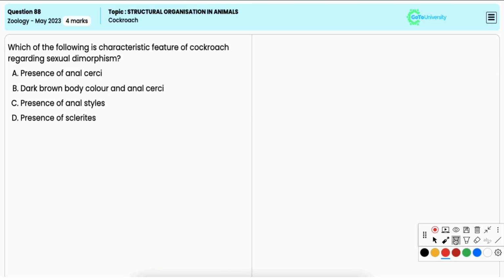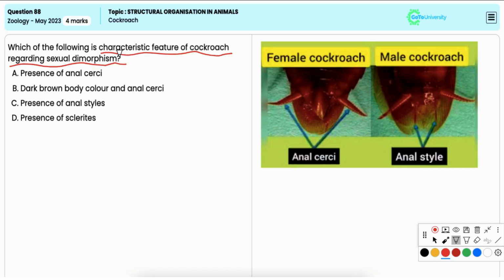In this question, you have to identify the characteristic feature of cockroach regarding sexual dimorphism. Option A, presence of anal cerci. It is incorrect. Anal cerci are present in both male and female cockroaches, so they do not indicate sexual dimorphism.